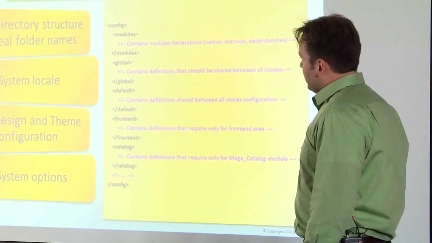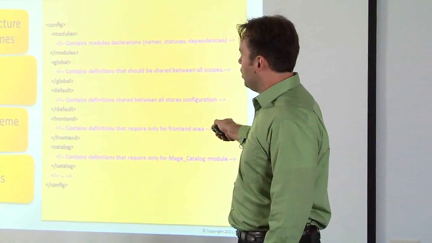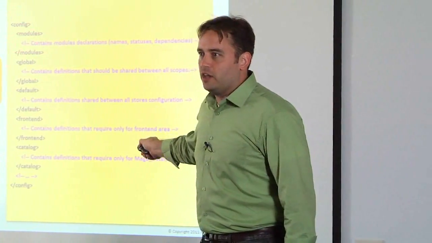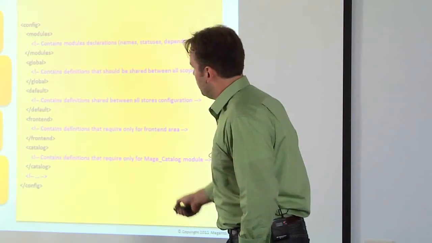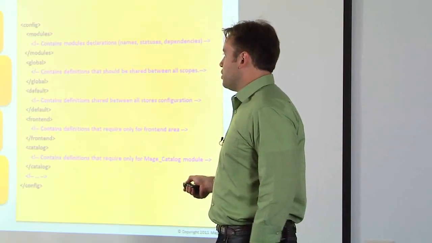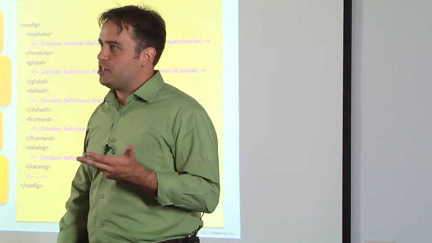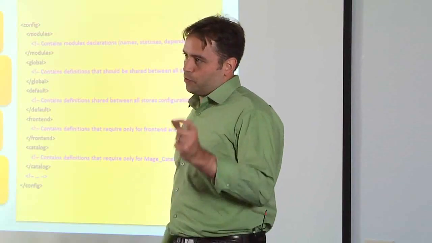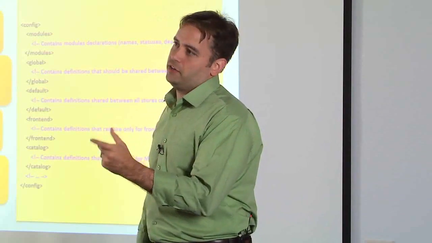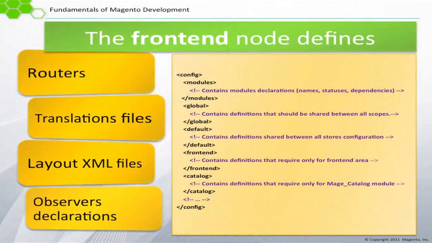So what I tend to do when I see a config file is look for the nodes directly inside config, because those are the significant areas here. So we have our different configuration areas, like frontend, global, admin, and adminhtml. These are nodes you'll see directly under config, and those are configuration areas and are different from the design areas that I was discussing earlier.